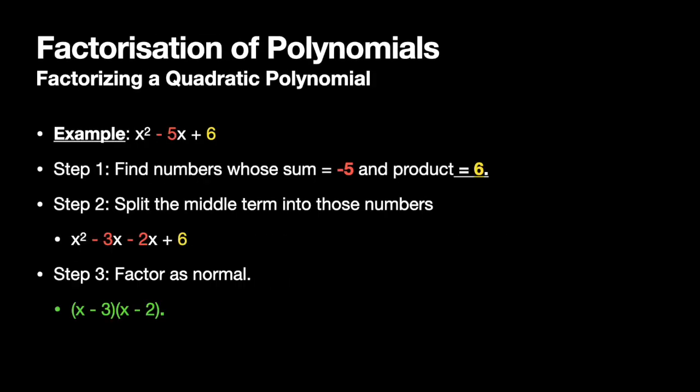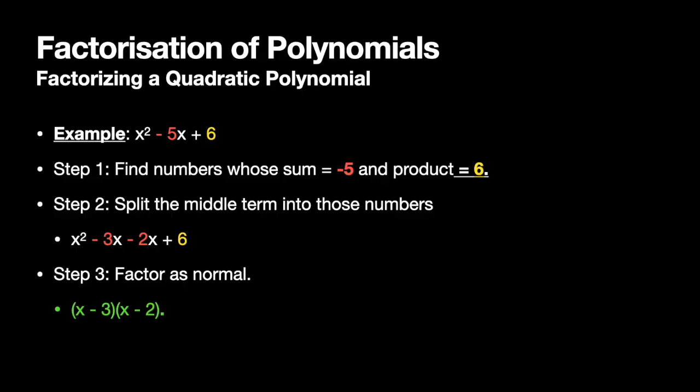Now let's go into the specifics of factorizing a quadratic polynomial. So let's take the example of x to the power of 2 minus 5x plus 6, a quadratic polynomial that has a degree of 2. The first step is to find numbers whose sum equals negative 5, which is the coefficient of the x term to the power of 1, and also whose product equals 6. Now see that 6 is the constant term in this polynomial.